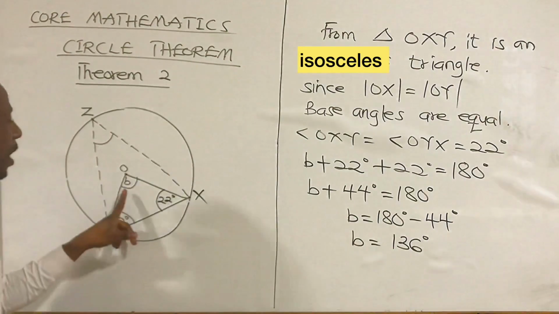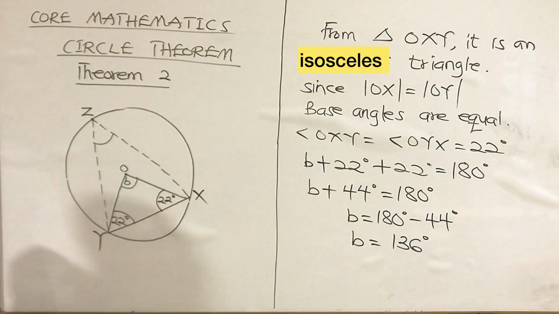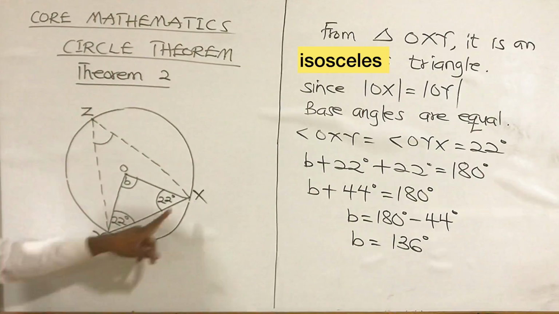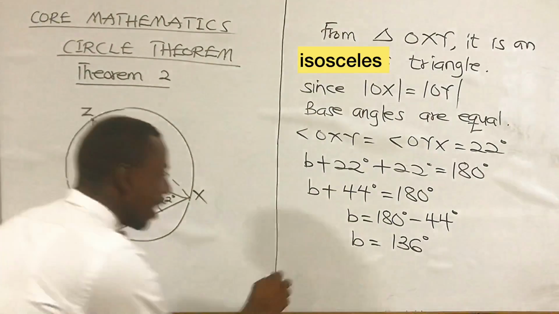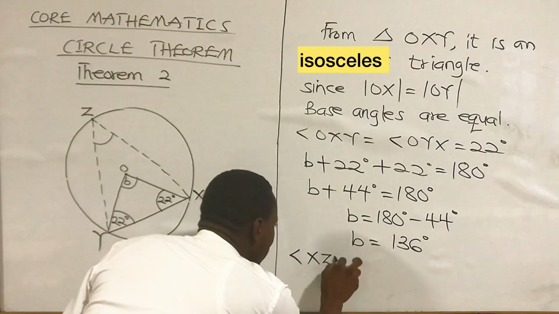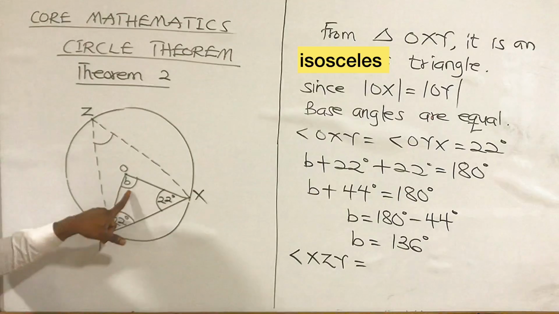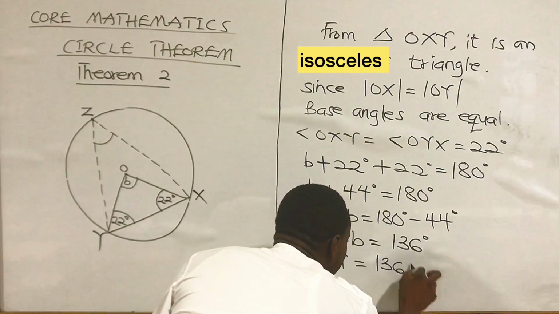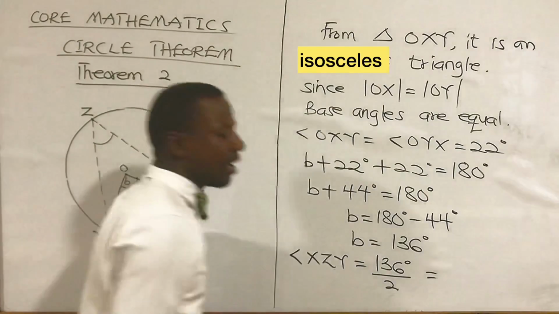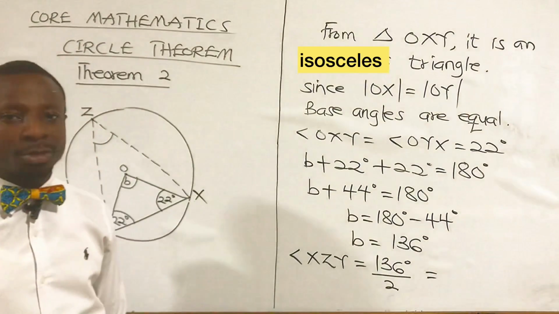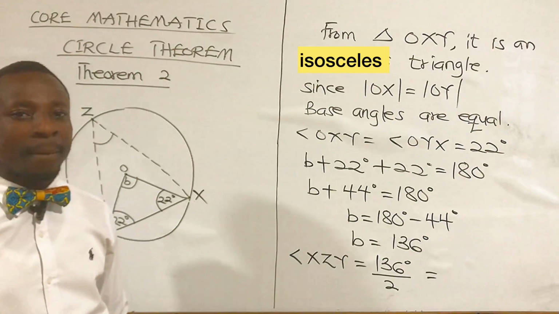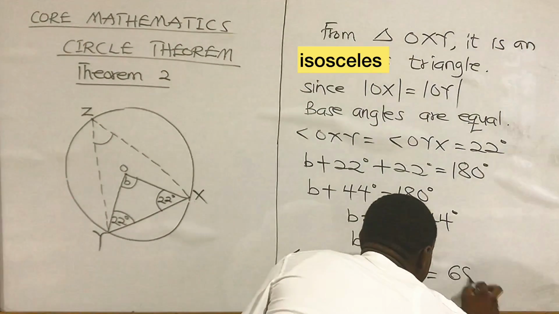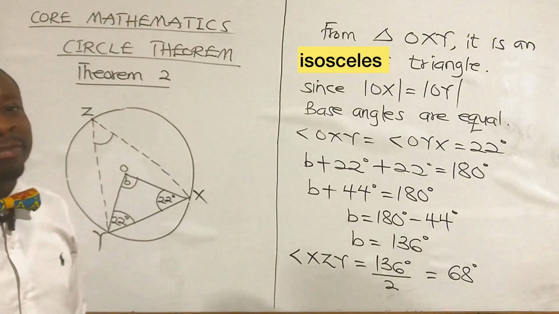Alright. Since we have the angle B to be 136, then we can easily get angle XZY. Angle XZY is going to be this angle here divided by 2. And this is from Theorem 1. So 136 degrees divided by 2. And when we divide 136 by 2, what did you get from your calculator? You are going to get 68 degrees. And this will be the final answer.